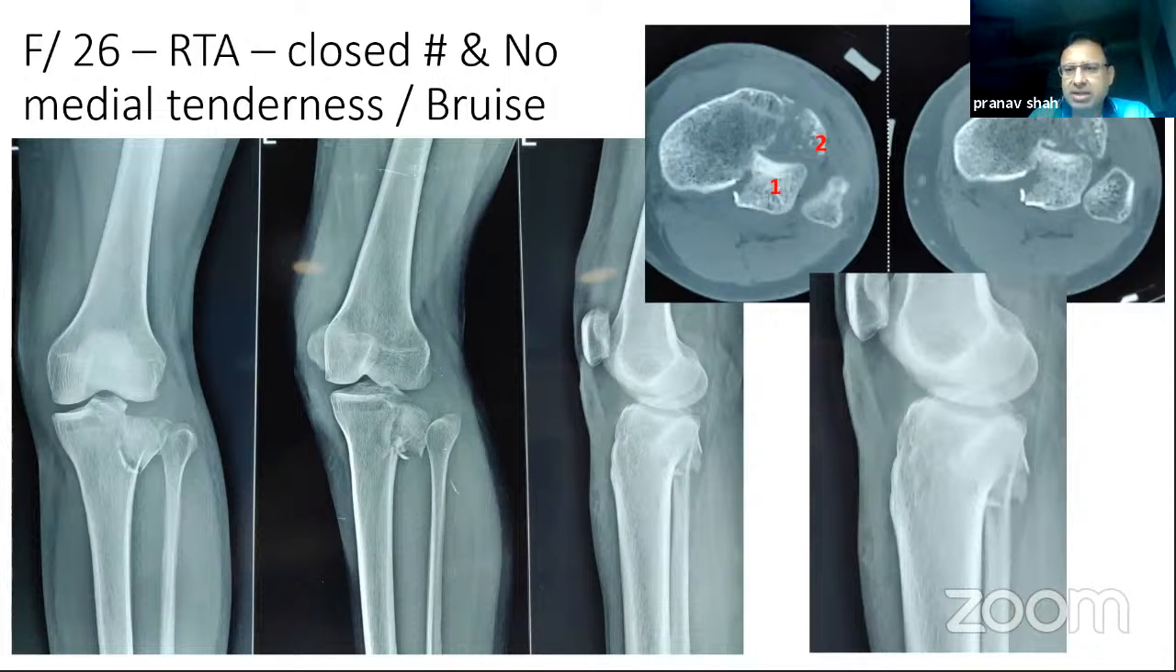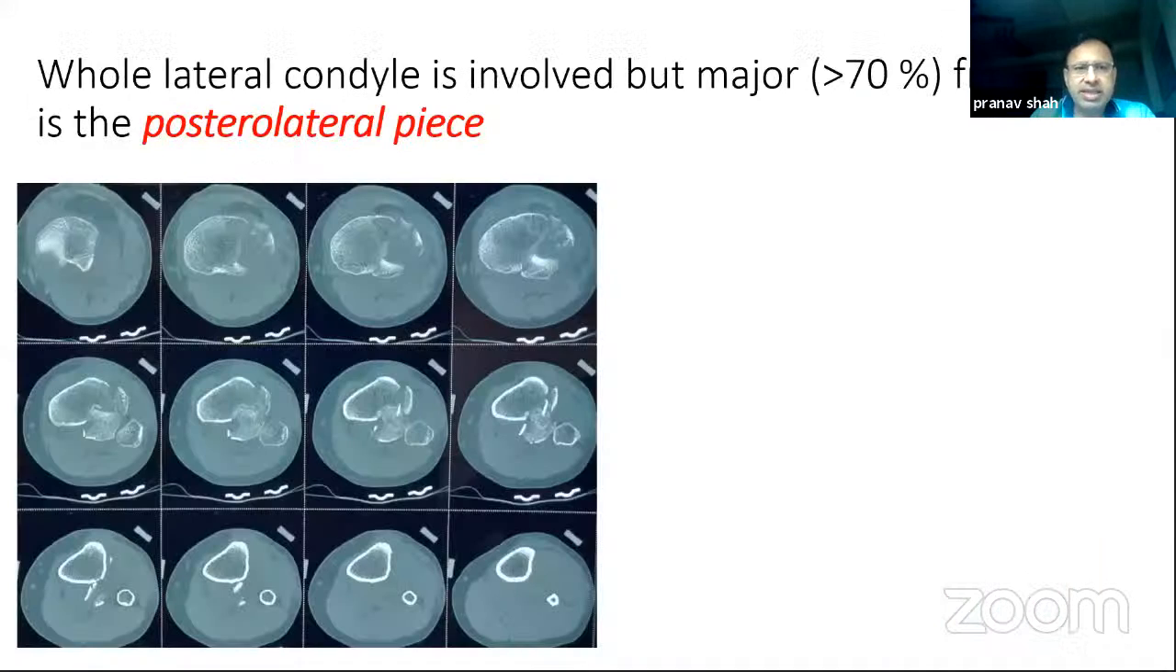If we observe the lateral X-ray more closely, we can see that the articular surface has depressed in such a way that the joint surface is facing anteriorly. It is probably 70 degrees rotated. In the same patient, the coronal CT scan shows that the major fragment is the posterolateral piece, which is probably accounting for 70% of the lateral condyle.